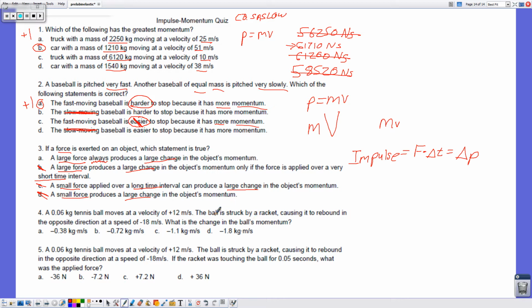All right, so none of these answers are great. What do I do? Well, "always" means no. Wait a second, that's an issue. But remember what I said here? A small force applied over a long time can produce a large change if delta t is really big. So that one's kind of a trick question.